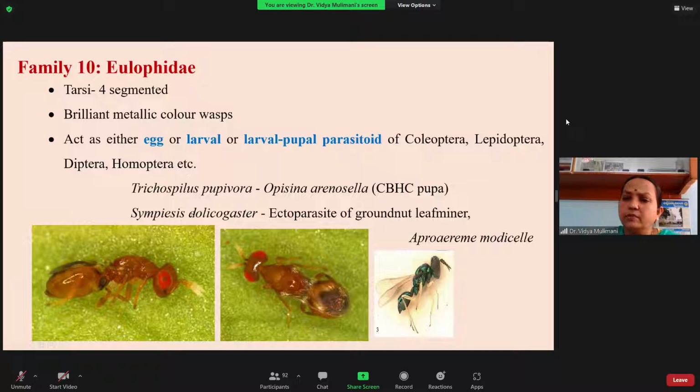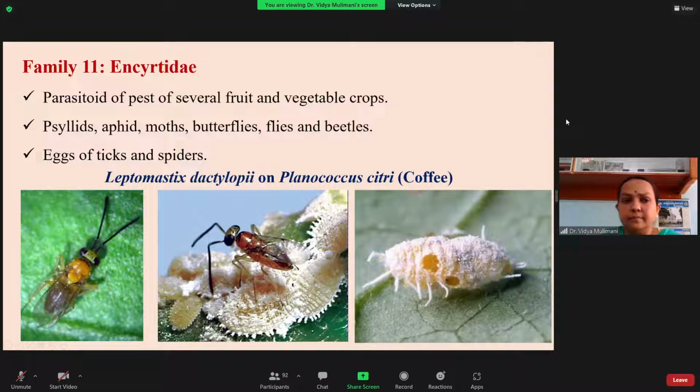Another, especially in the groundnut ecosystem, is Sympiesis dolichogaster. This dolichogaster is an ectoparasite of the groundnut leaf miner, which is a major pest in the groundnut ecosystem. It is attacking Aproaerema modicella, and it has a metallic color. This species attacks the larvae of the groundnut leaf miner, Aproaerema modicella.